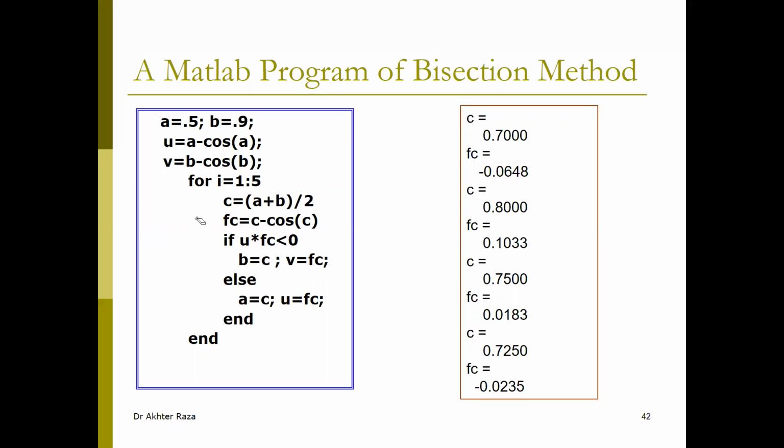You can see that the root is there. Every time, this is the root. The best possible value is this 0.725. The initial C point was 0.7, then it is 0.8, then it is 0.75, then it is 0.725. So this is the approximate value that we can use up to a few iterations, 5 iterations.